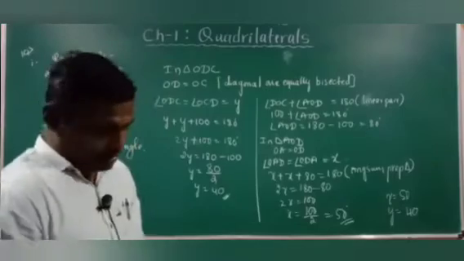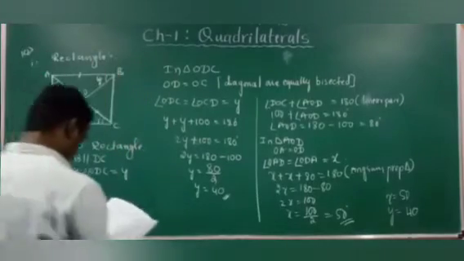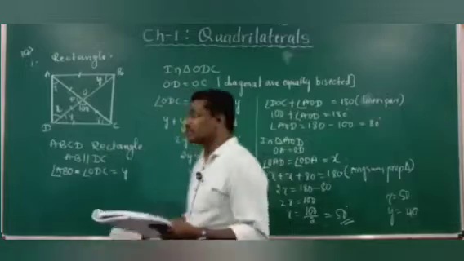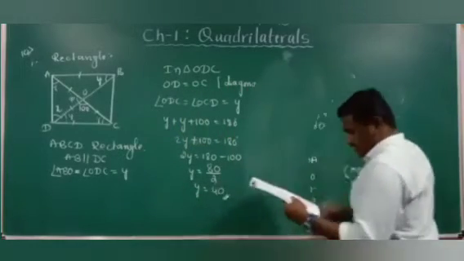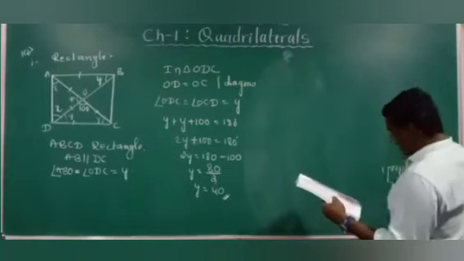Okay, in that only, see the second question. Again that one is also a rectangle. Here angle A is 60 degree. That angle is bisected.